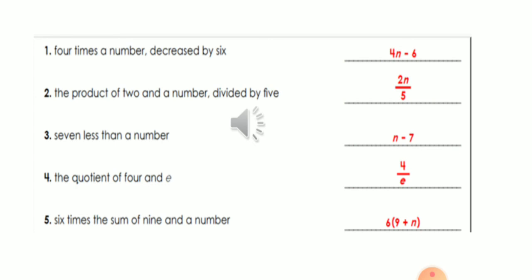6 times the sum. I write the number 6 times open bracket. The sum of what and what? Plus: 9 and a number, the number 9 and the letter n.